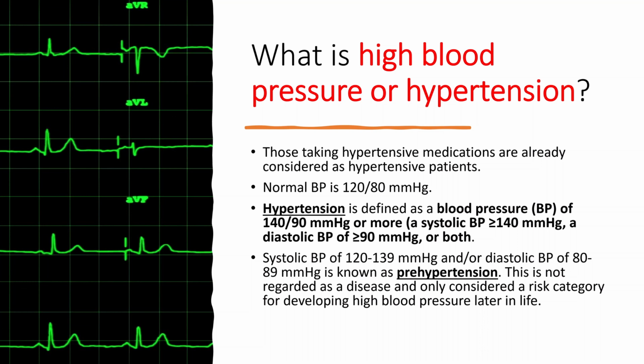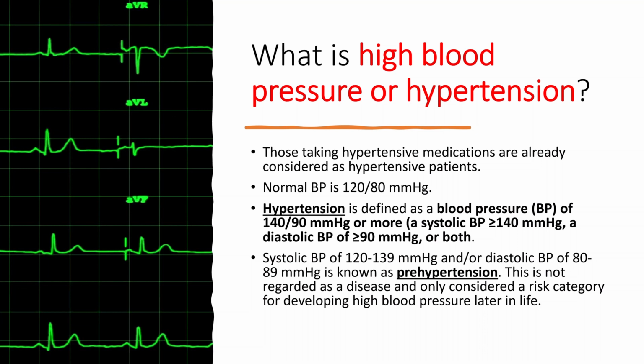So anybody who has systolic blood pressure between 120 to 139 millimeter mercury or diastolic blood pressure between 80 to 89 millimeter mercury is known as pre-hypertension. It is just before the hypertension. Pre-hypertension is not a disease. You don't have to get treatment for pre-hypertension. It's a risk category. It indicates that you are at risk of getting high blood pressure later in your life, in the near future. So you can take precautions that we will be talking about.